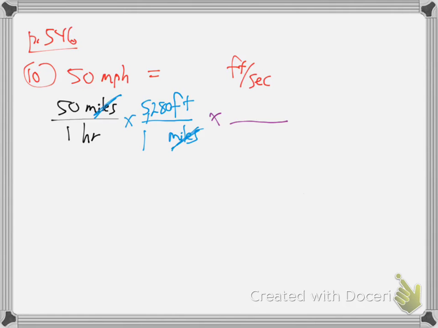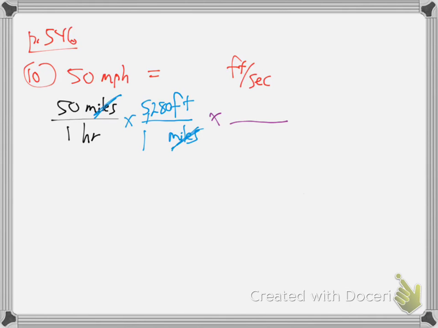I make 1 hour over 60 minutes, and then 1 minute over 60 seconds. Am I going too quick? Are you guys with me? You're tracking with what's happening. The next step always comes by getting rid of what you don't want. Is everybody seeing that?